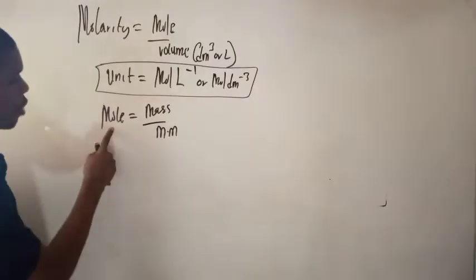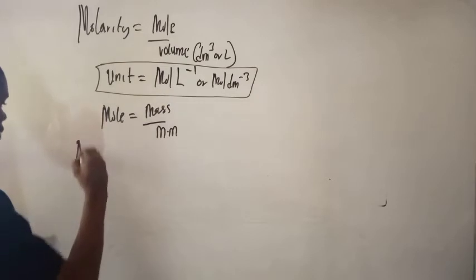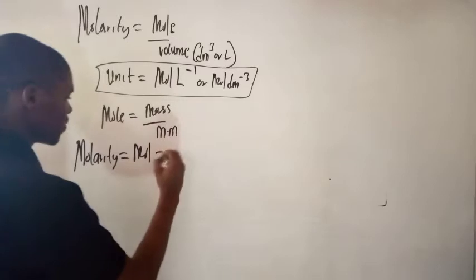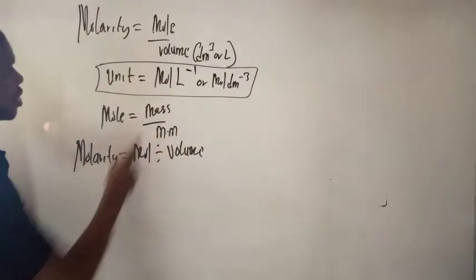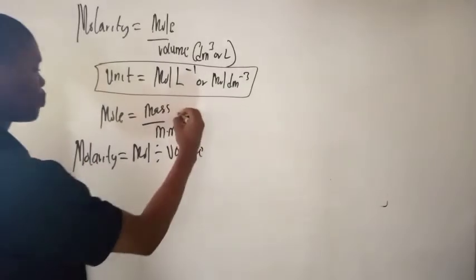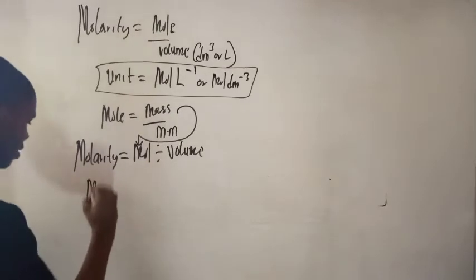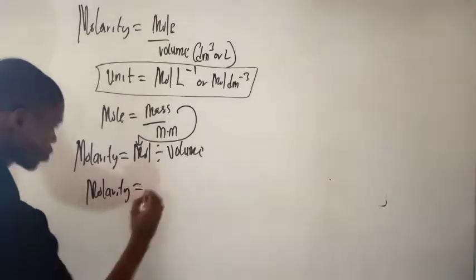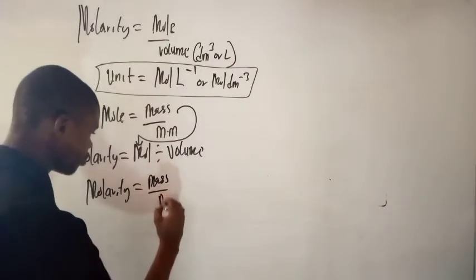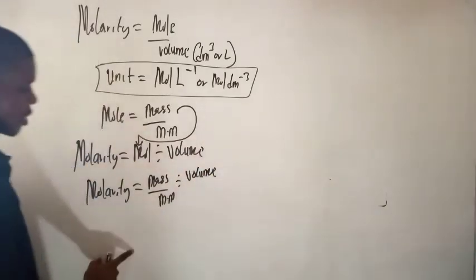So remember, let's go back. Mole equals mass over molar mass, right? Now if you write molarity again, molarity equals mole divided by volume. It's the same thing. So in place of my mole, I can put mass over molar mass. So my molarity is equal to mass over molar mass, divided by volume. You get that?